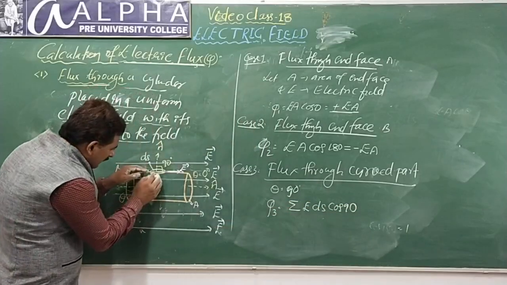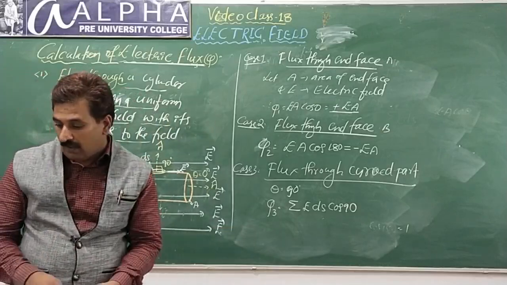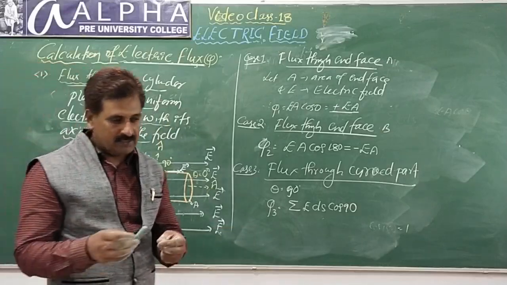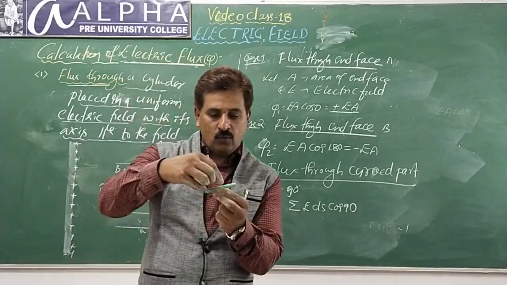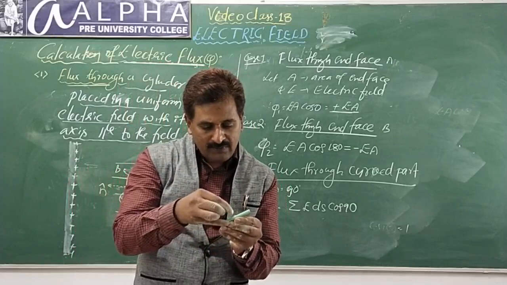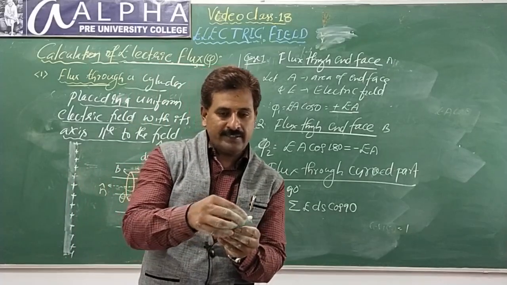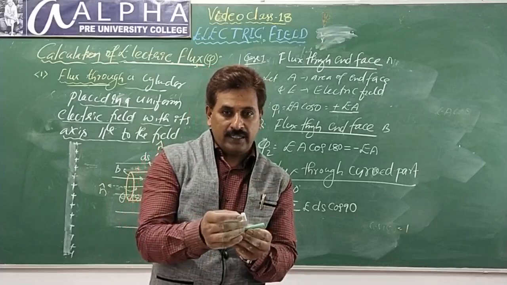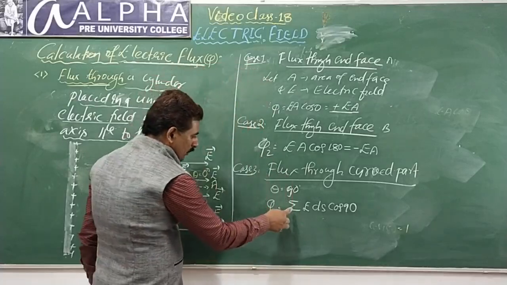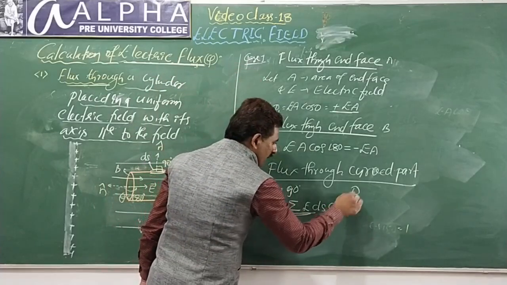I consider this curved part made up of a large number of small areas. Look here, like this, a cylinder. So over this surface, I consider a small surface dS. Here normal is perpendicular, electric field is horizontal. What is angle? 90. Now you need not bother about the summation.